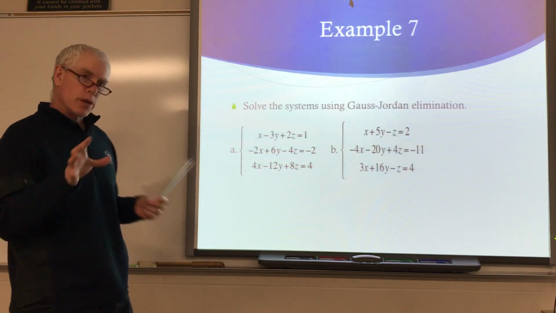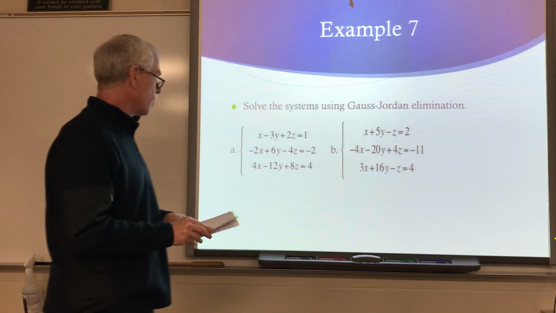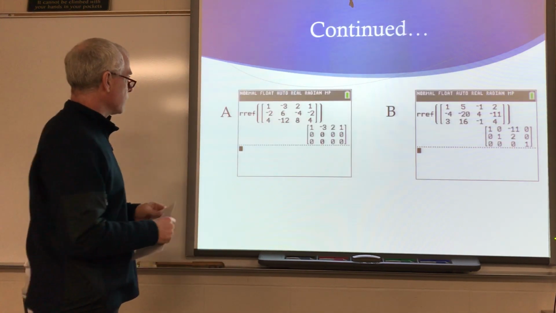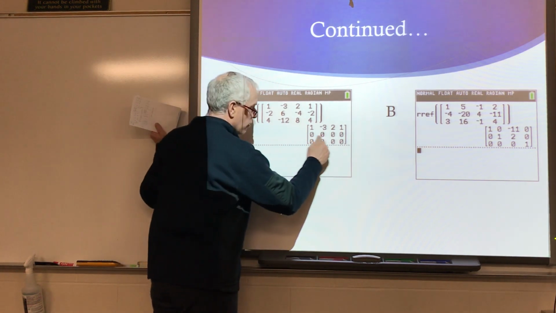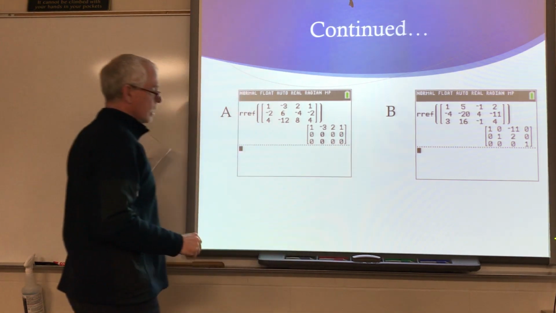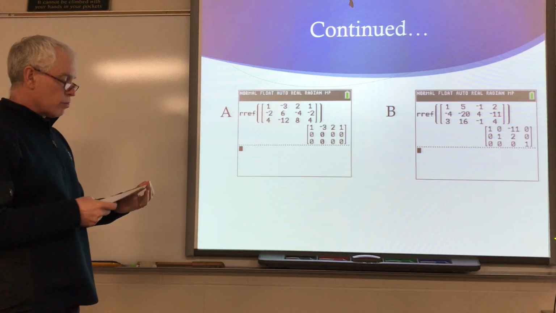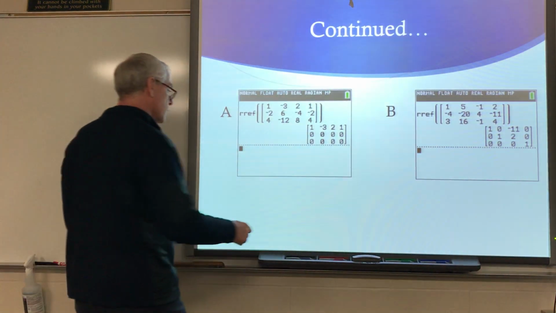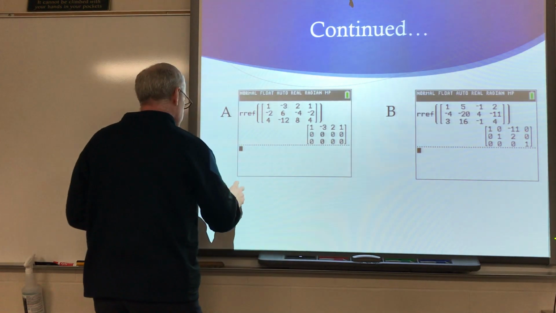Example 7, a couple more unique situations here, you guys. So for part A, same thing. I'm going to put it in reduced row echelon form, and I'm going to ask the calculator to solve it. Now, for this one, look what you get. You get 2 rows that have all zeros, which really means you can put anything in that satisfies that first equation. So here's how you're going to write that.